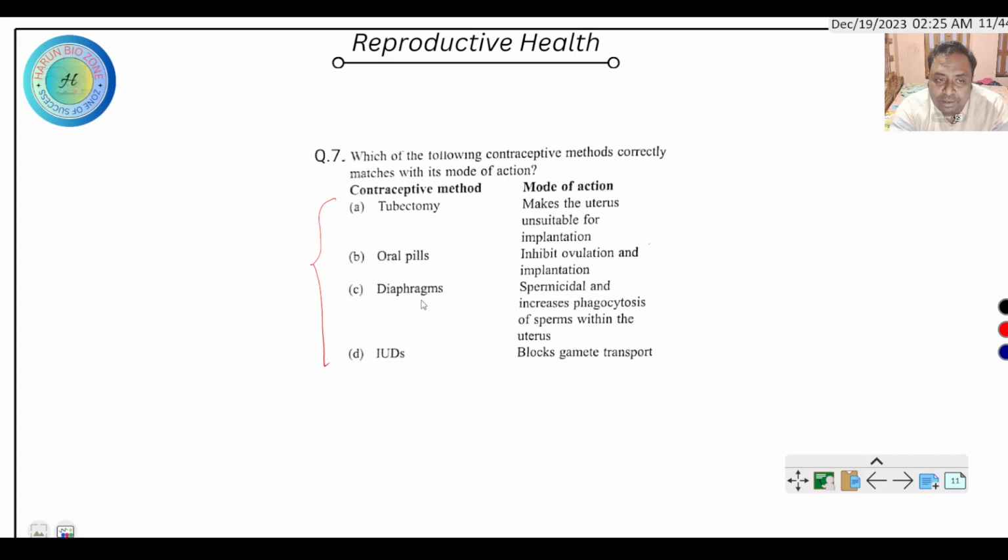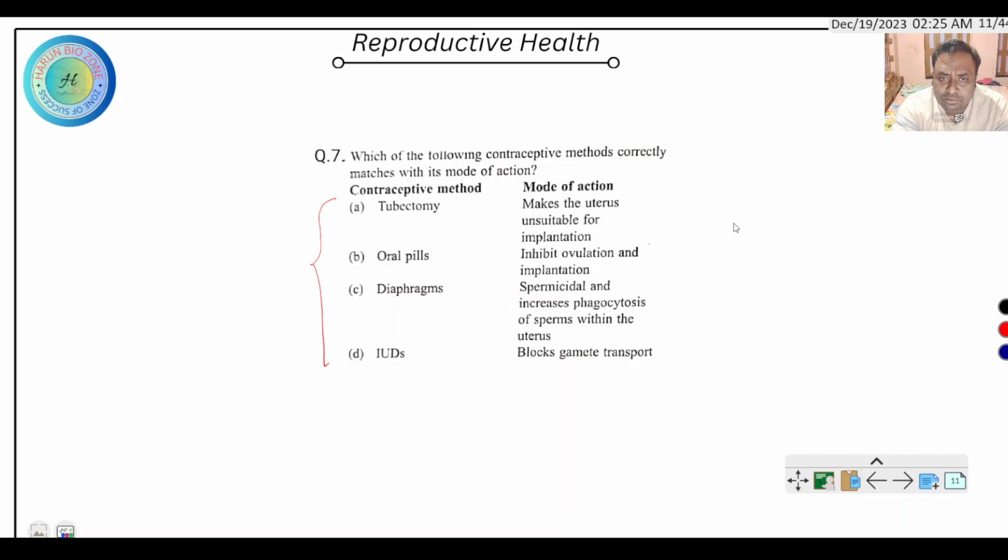What is the diaphragm? Diaphragm is a female condom that inhibits the entry of sperm into the uterus. IUD, intrauterine device, is an artificial or synthetic device that is set into the uterus. The mouth of the fallopian tube is closed and the sperm do not move into the fallopian tube. The first one is tubectomy: make the uterus unsuitable for implantation.